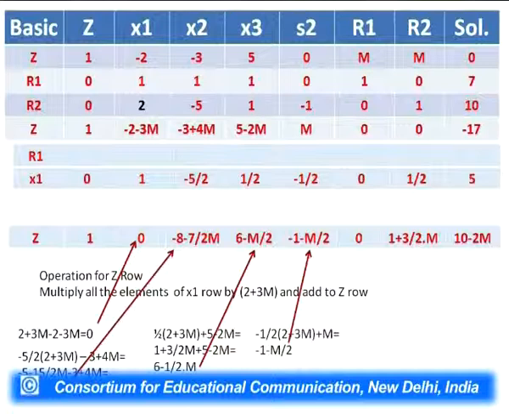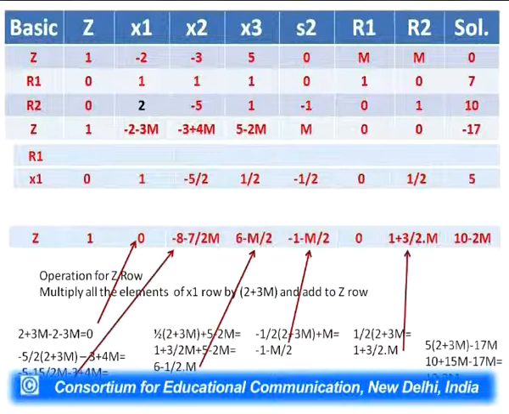And how we have achieved 0, again it is being demonstrated. 0 has been achieved: 1 by 2 within brackets 2 plus 3m equal to 1 plus 3 by 2m, and this has been written here also. And then finally 10 minus 2m, how has it been achieved? 5 into 2 plus 3m minus 17m, 10 plus 15m minus 17m, the final result will be 10 minus 2m, and this has been transferred in the Z row.